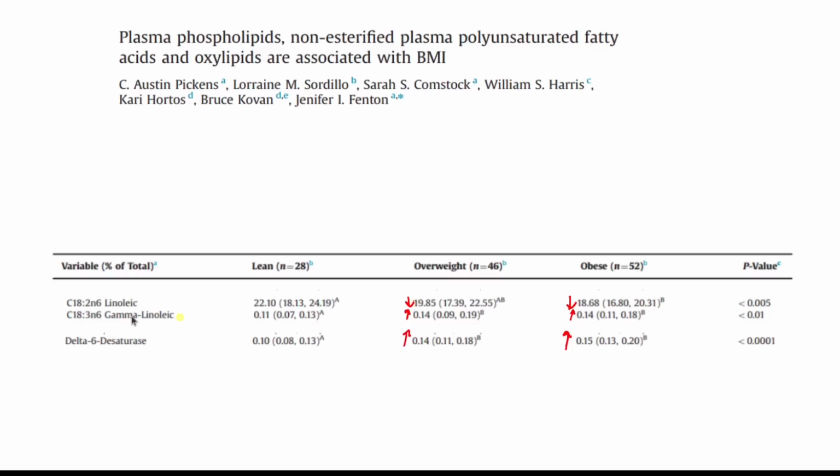GLA, this 18,3N6, actually increases as you go from lean to overweight to obese. And this thing called delta 6 desaturase goes from 0.10 to 0.14 in overweight humans, up to 0.15 in obese humans. And this increase in delta 6 desaturase as you go from lean to obese is strongly statistically significant. We talked about the DI-18 in the last video, which is a desaturase index.